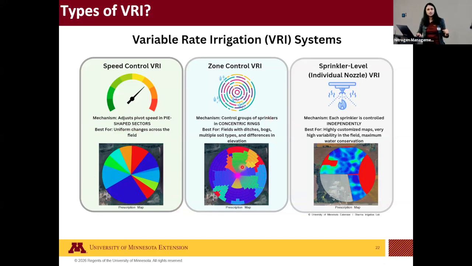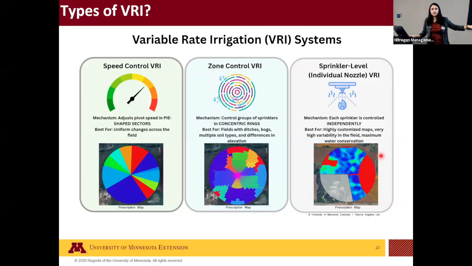So if you want more precision, there is zone control VRI. Zone control VRI divides your field into different zones. So the small box is one zone where you can change your irrigation rate based on your field variability. And then there is the more advanced sprinkler level. If you are looking for more precision, or you have lots of variability in the field, or variability in the soil and you are growing a specialty crop which has high value, this might be justifiable. What it does is each individual sprinkler can be managed differently, so you can apply more precise water.